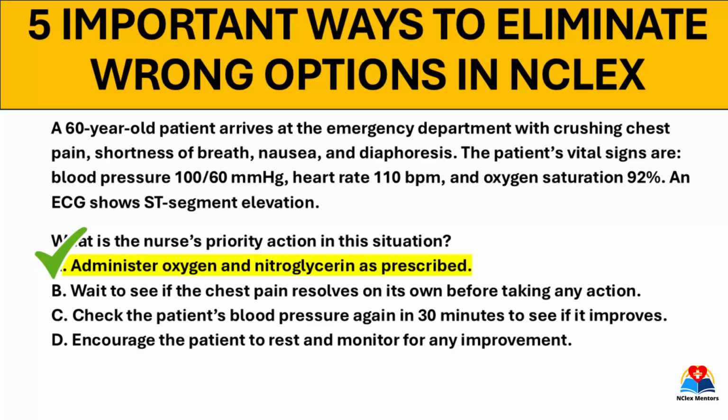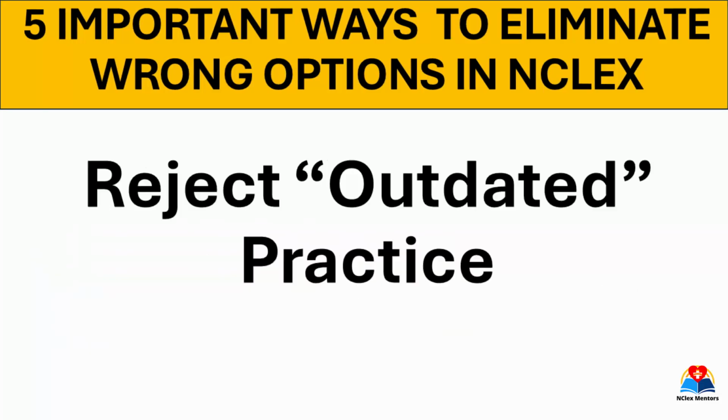Immediate action is required. Check the patient's blood pressure again in 30 minutes to see if it improves. This is not correct. Blood pressure should be monitored, but waiting 30 minutes to reassess could be dangerous. Immediate intervention to manage pain, oxygenation, and circulation should take priority. Encourage the patient to rest and monitor for any improvement. This is not correct. Encouraging rest without immediate intervention could worsen the condition. The nurse must act quickly to reduce the workload on the heart and address the acute symptoms. Let's see another important strategy.